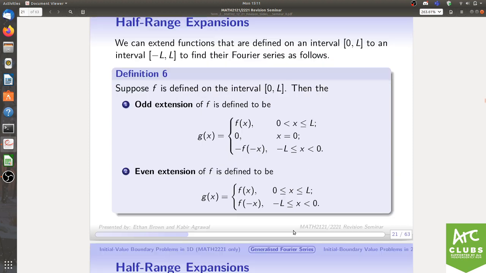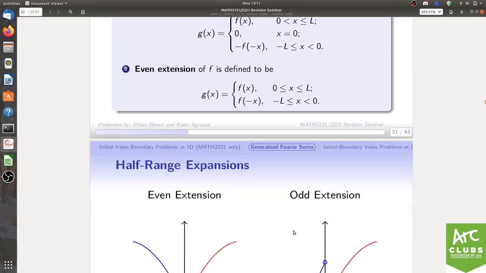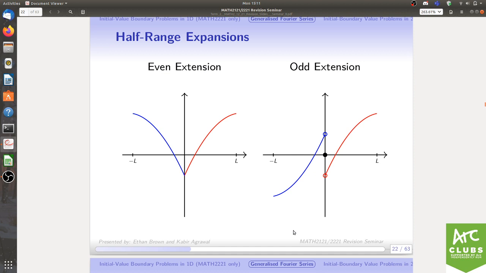Okay, and these are classic examples. Again, 2-1-2-1, you cover this, so it's probably going to be really important for you.